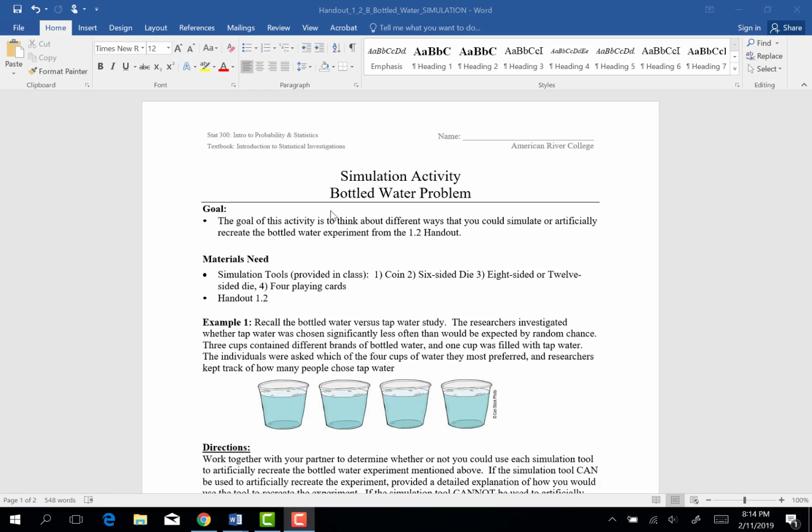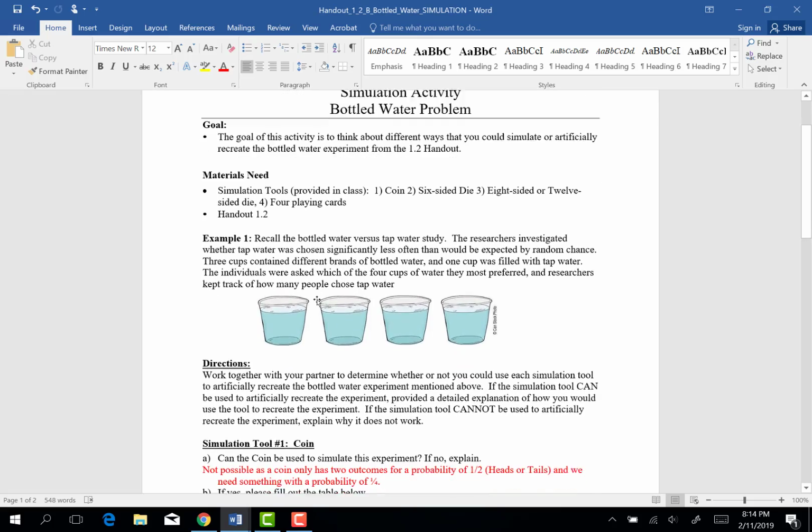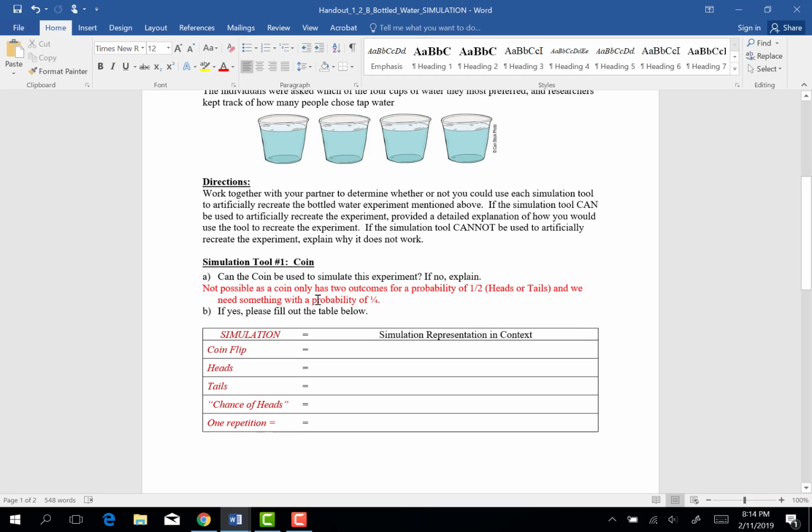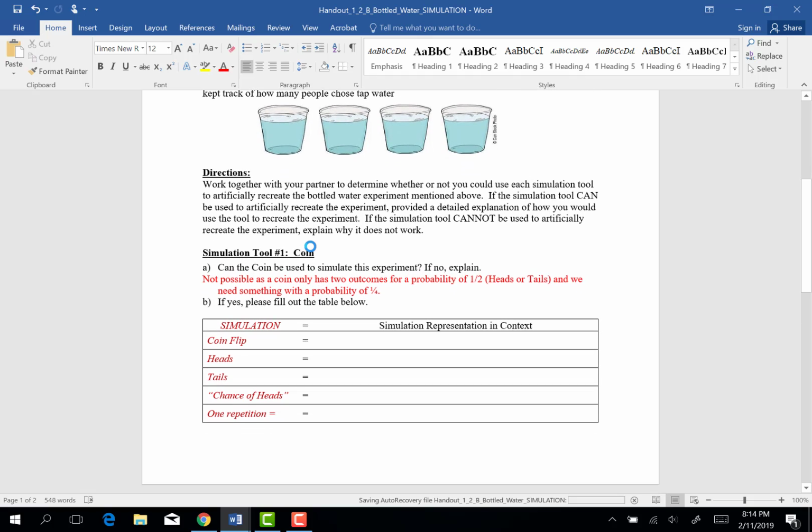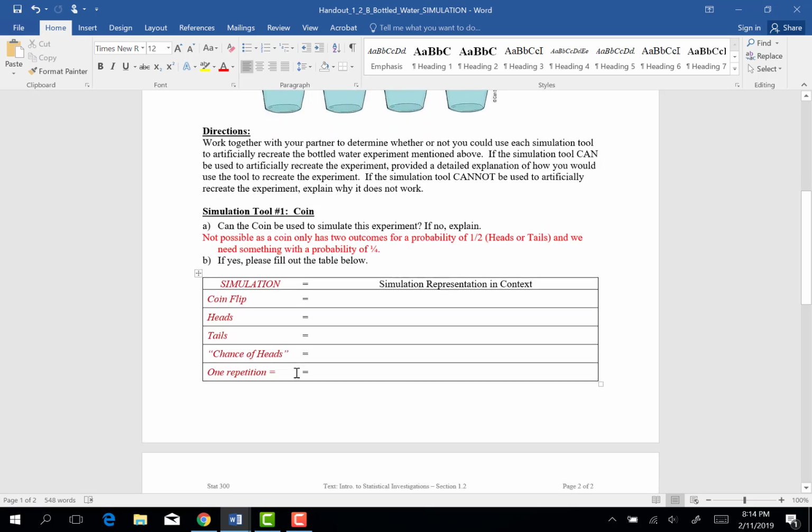Once you open the simulation handout, if you have them on hand, you can use them to actually do the simulation, but you can also just think about what's happening. If you have on hand a coin, a six-sided die, an eight-sided or 12-sided die, and four playing cards, you can try to do the simulations on your own. But otherwise, just think about why you can't use a coin. We already talked about how a coin only has two possibilities, heads or tails, so it doesn't simulate one out of four. So a coin doesn't work, and we don't have to worry about filling out the simulation part.